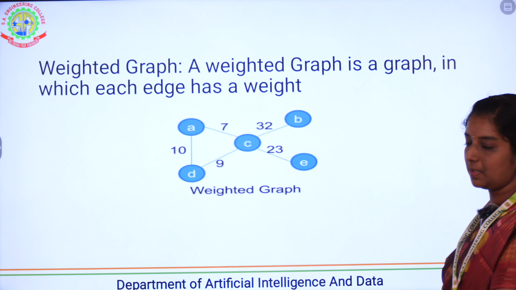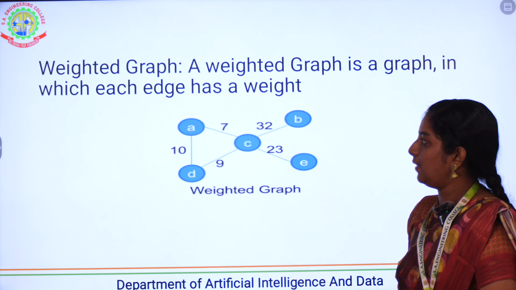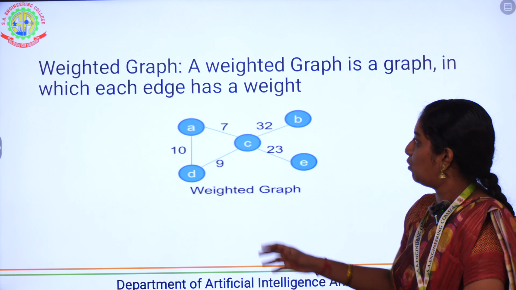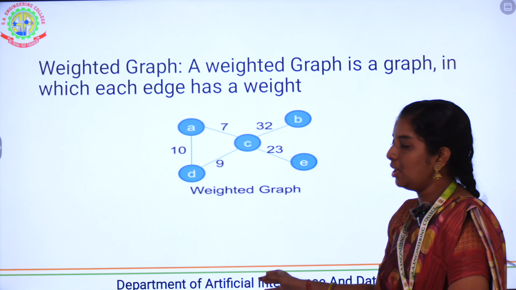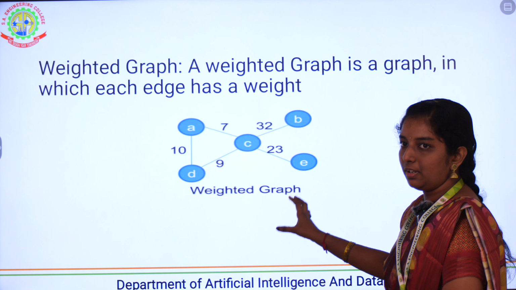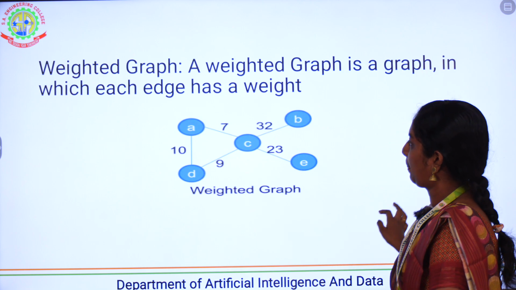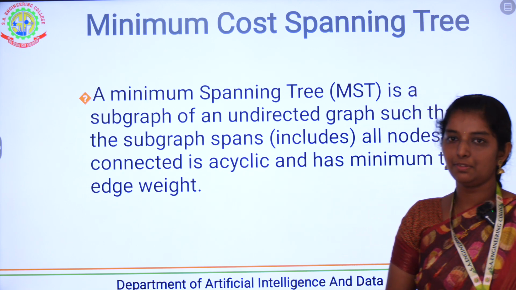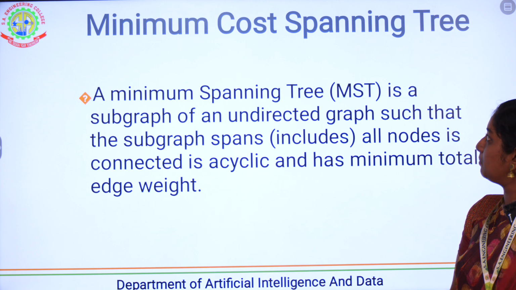And the next concept is the weighted graph. Weighted graph means the nodes and vertices have weighted values for all the edges. This is a sample example of a weighted graph. And the next topic is the minimum spanning tree.